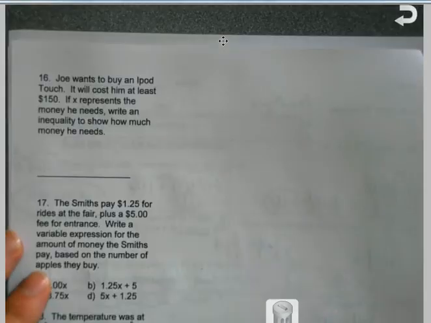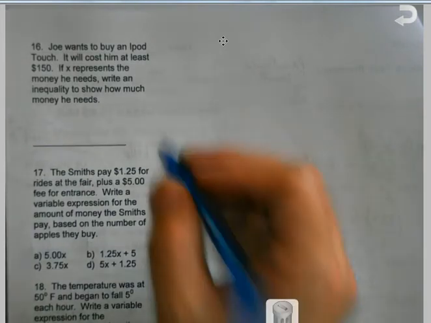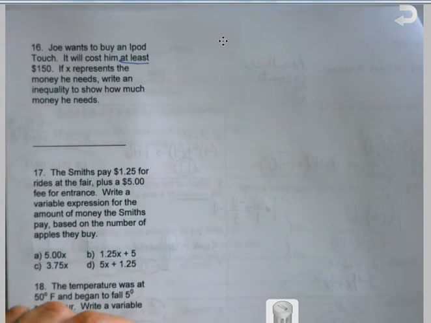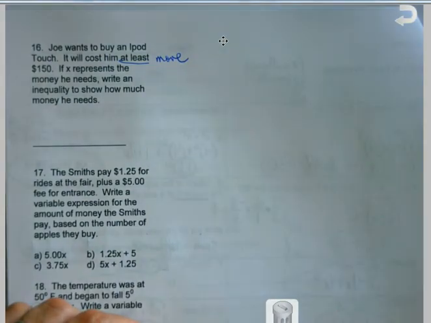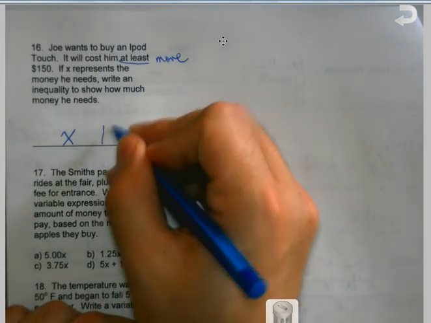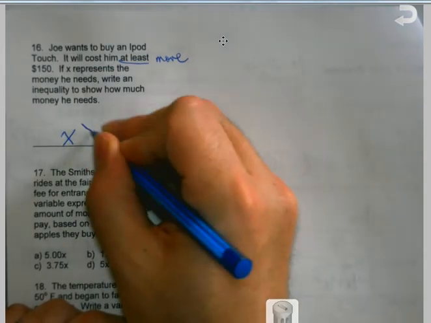Now this page printed kind of funny. All right. Joe wants to buy an iPod Touch. It will cost him at least $150. So now at least. Does that mean it might cost him less than that or it might cost him more? Okay. So it could cost him more. If x represents the money he needs, write an inequality to show how much he needs. Well, we know there's 150. So if I want more, this one's got to be an arrow. x is going to be greater than.